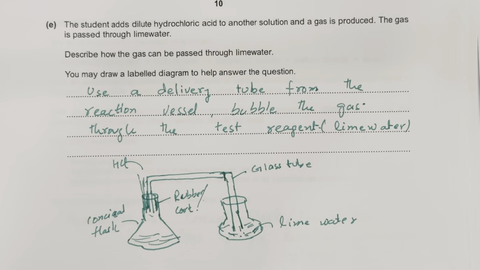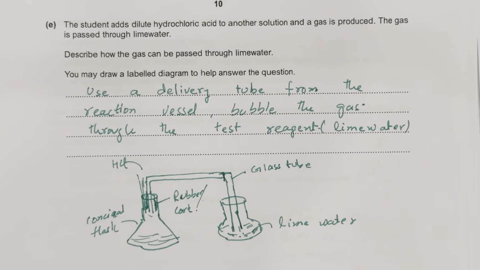So you need to use the downward delivery method. Use a delivery tube from the reaction vessel. Bubble the gas through the test reagent. Lime water is used, and it's like that.